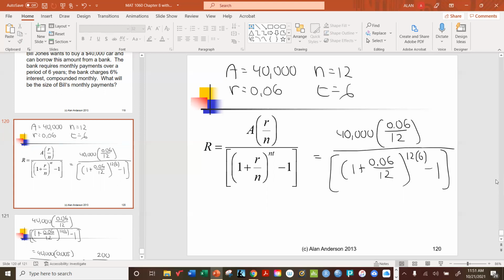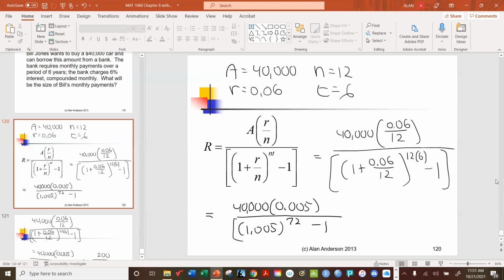If you do simplify it, you're going to wind up with 40,000 times 0.005. Down here, you're going to have 1.005 to the 72nd power minus 1. And then you can simplify it a little bit more. The product of 40,000 times 0.005 is 200. It's very simply just 200.